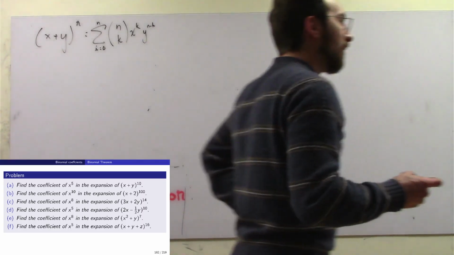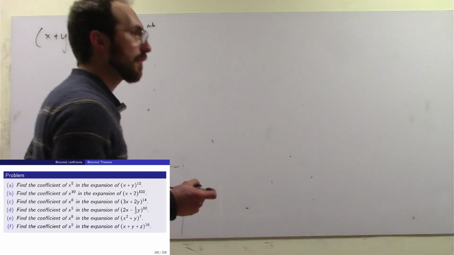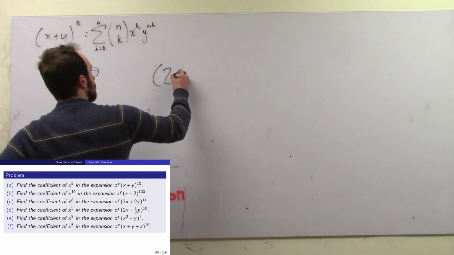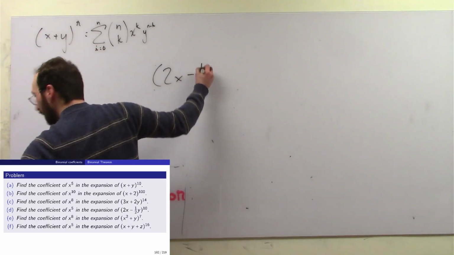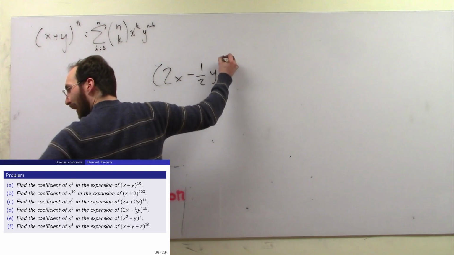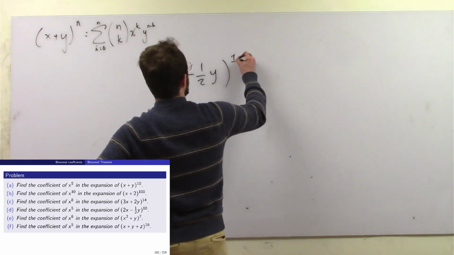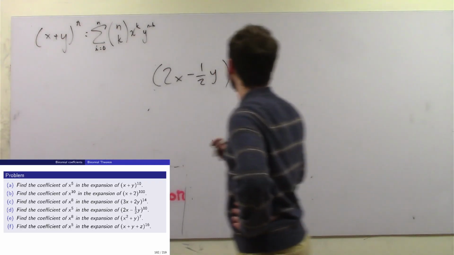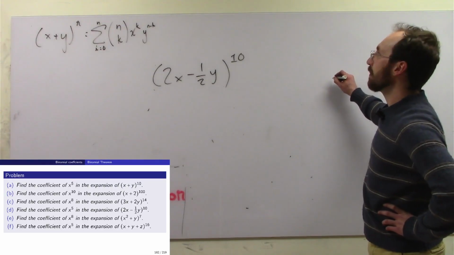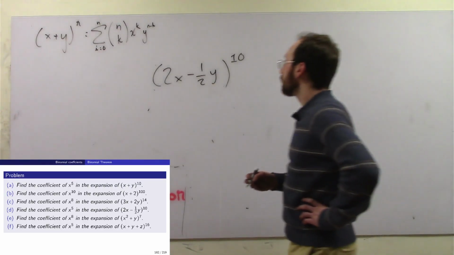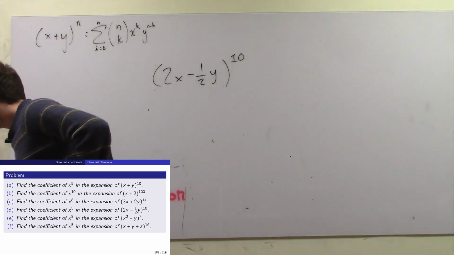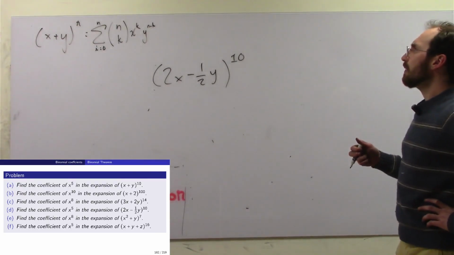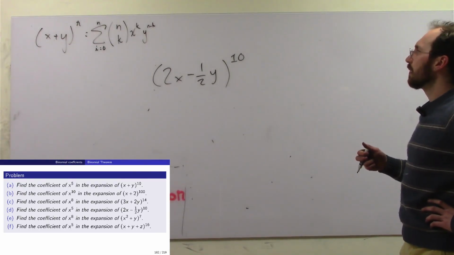Okay, so find the coefficient of x to the 5 in the expansion of (2x minus 1/2 y) to the 10. And we want to figure out our x to the 5 coefficient. So what's that going to be? Well, let's... Wait a second. No, it's okay. So, oh, is this a trick question?